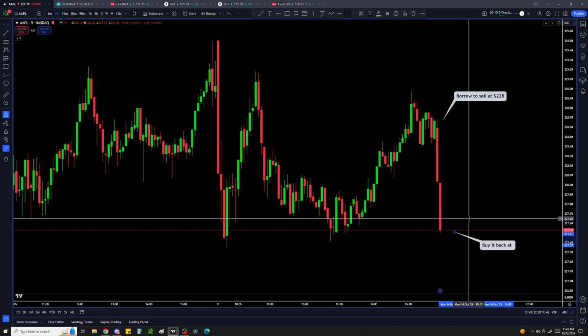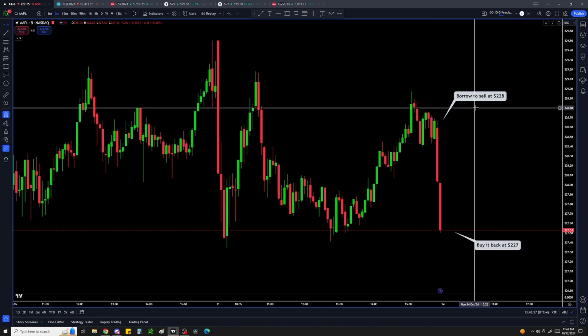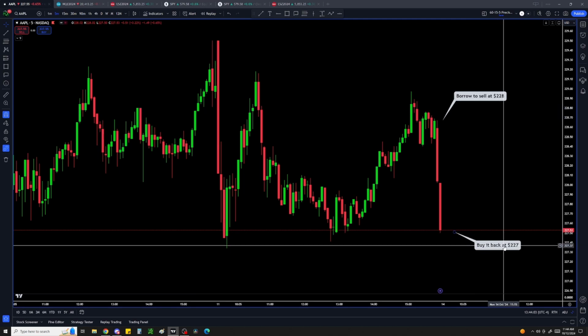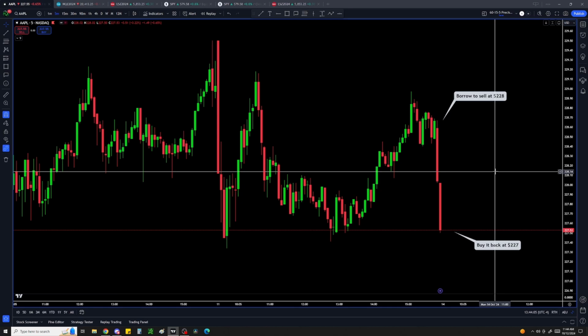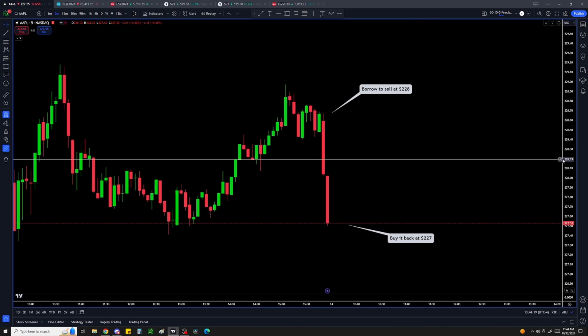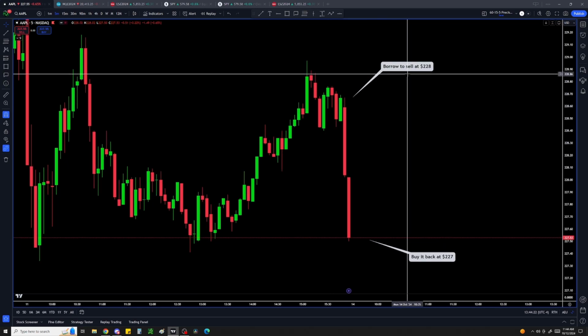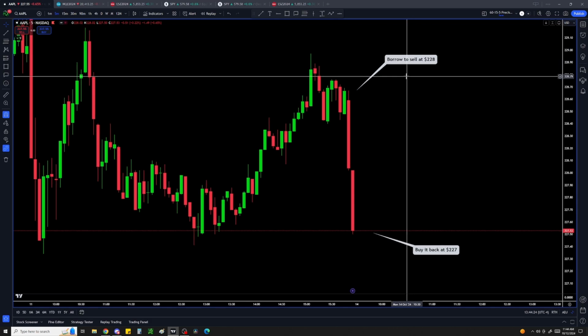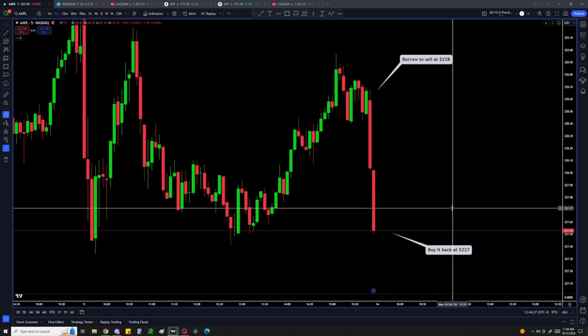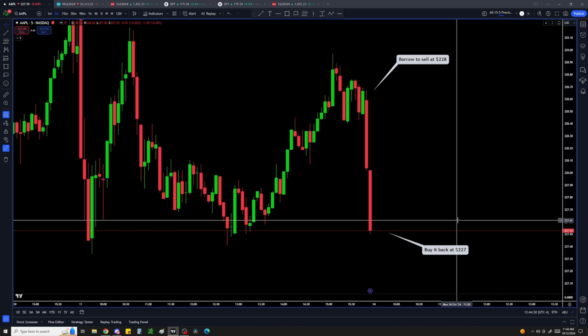at, let's just say, 227, right? So you borrow against your broker to sell Apple at 228, and then you buy it back at 227. You essentially just made $1. So, I mean, well, it wouldn't be exactly $1 because of commissions and borrowing fees, all that stuff. But in the general sense, in a very basic understanding, that's essentially how shorting works. You just borrow to sell it at a certain price higher, and then you buy it back at a lower price, preferably so that you can make money on the difference.